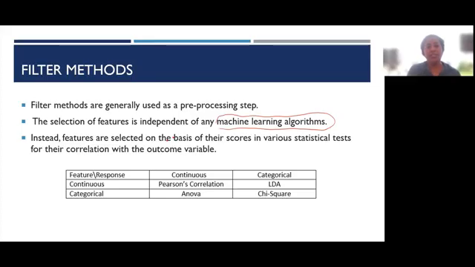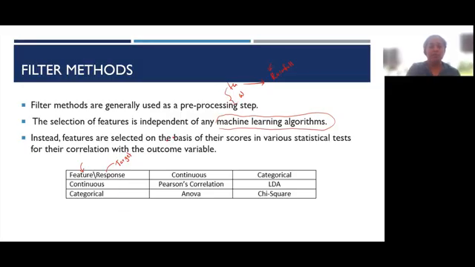Instead, features are selected on the basis of their scores in various statistical tests. So here you have feature and response. Feature, I already told you, is a column. Response is, let's say, the target. So for example, if I'm trying to predict rainfall using temperature and wind speed, these are my features. This is my target variable.